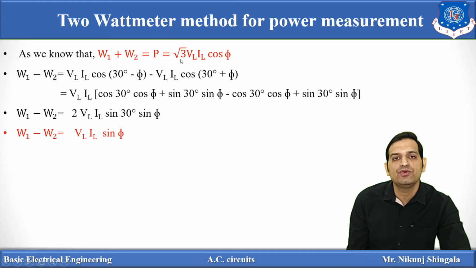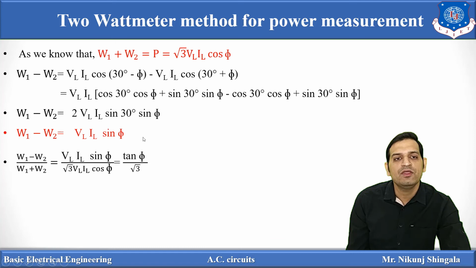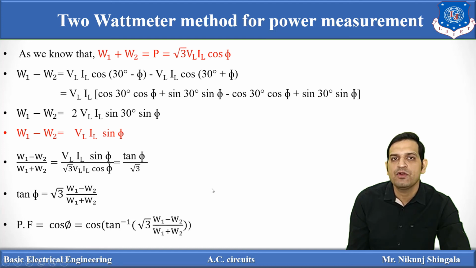W1 plus W2 is equal to root 3 VL IL cos phi. W1 minus W2 is VL IL sin phi. Now taking the ratio of W1 minus W2 to W1 plus W2, we get (W1 minus W2) divided by (W1 plus W2) is equal to VL IL sin phi divided by root 3 VL IL cos phi, that is equal to tan phi divided by root 3. So tan phi is equal to root 3 times (W1 minus W2) divided by (W1 plus W2). So from this expression, we can find the value of the phase angle, and ultimately we can find the power factor. So power factor is equal to cos phi.